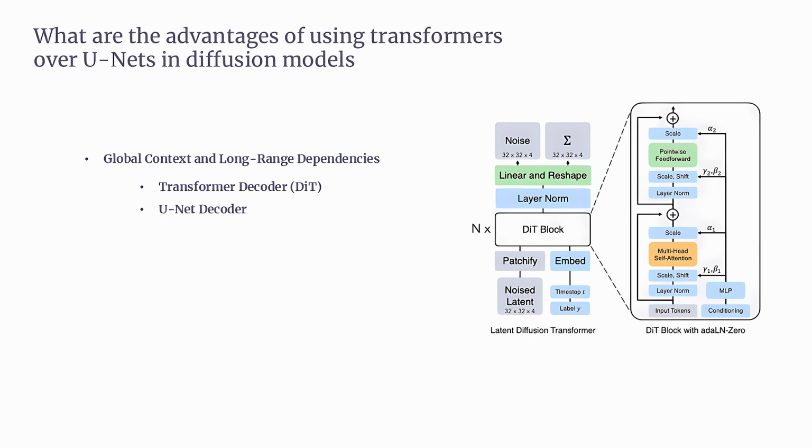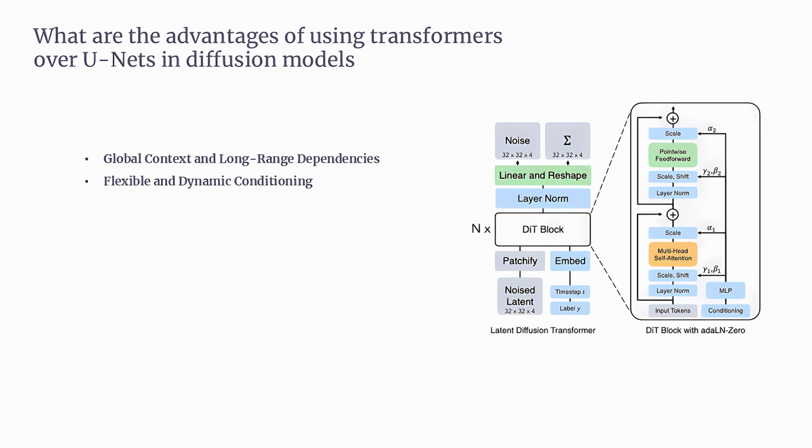For U-Net decoder. On the other hand, the U-Net decoder relies on convolutions and skip connections to fuse features between the encoder and decoder. This works well for capturing local dependencies, details within smaller regions, but it struggles with long-range relationships. This means that U-Net might struggle to maintain global consistency in tasks where larger context is important, such as generating images from text where distant parts of the image need to relate accurately to each other.